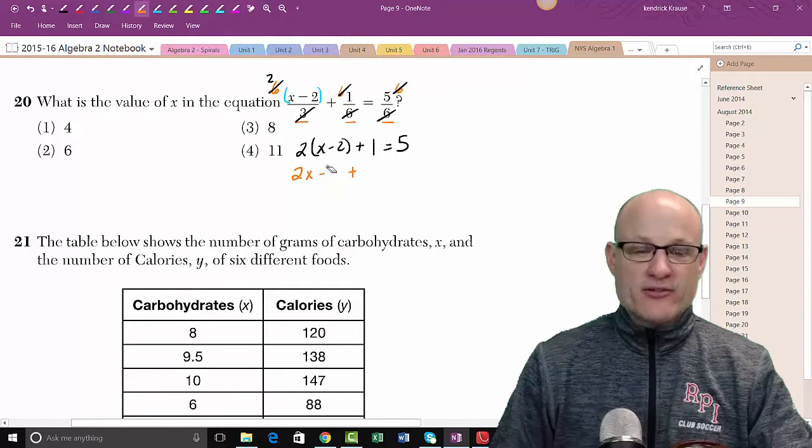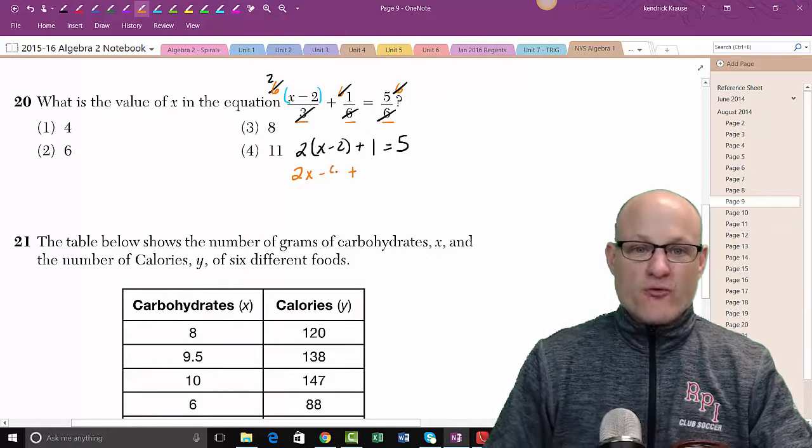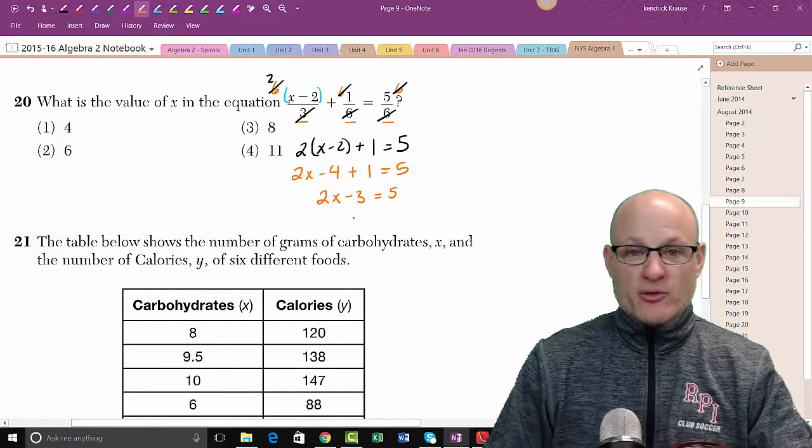Let's try distributing right. 4 plus 1 equals 5. Or 2x minus 3 equals 5. Or add the 3 to both sides, I get 2x equals 8, or x equals 4.